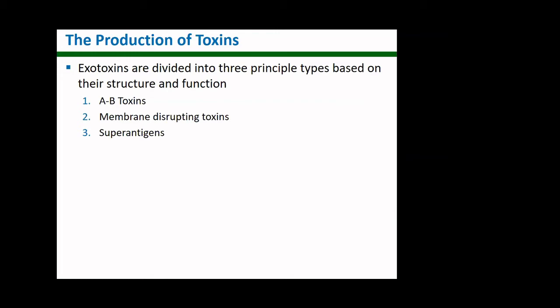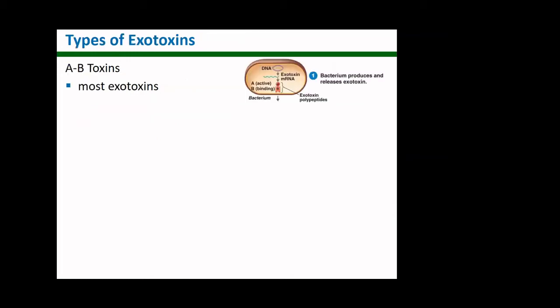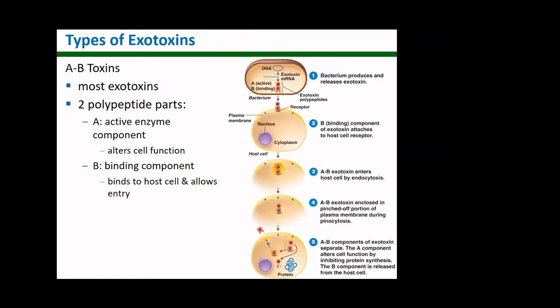There are 3 groups of exotoxins. For the most part, the names of the groups tell you what they do. There are A/B toxins, membrane disrupting toxins, and superantigens. Most exotoxins, I should say, are A/B toxins. And that essentially just means there's 2 parts, an active enzyme component and a binding component. So you have to bind to the host cell and enter, and then you alter host cell function with your enzyme.